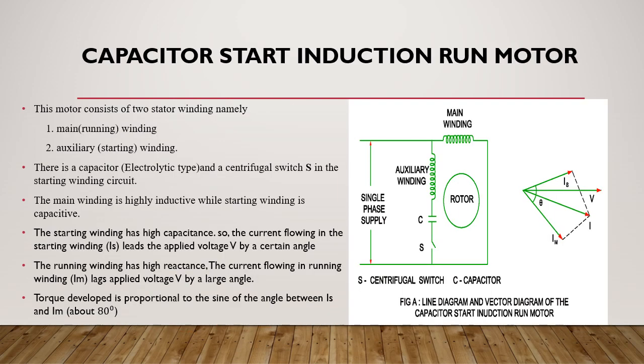The second one is the capacitor start induction run motor. Same as we explained before, it has a rotor, which is a squirrel cage rotor. The stator has two windings, the main winding and the auxiliary winding. The main winding is also called the running winding, and the auxiliary winding is also called the starting winding. There is one difference from before.